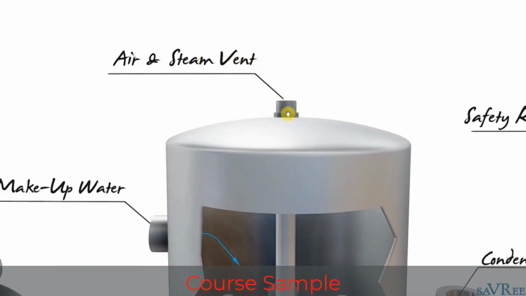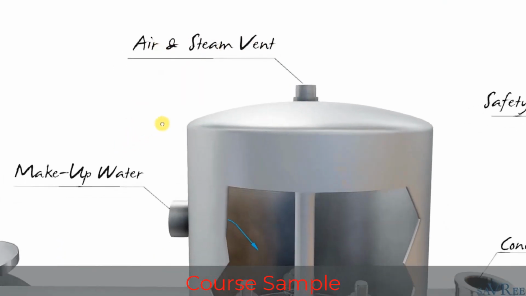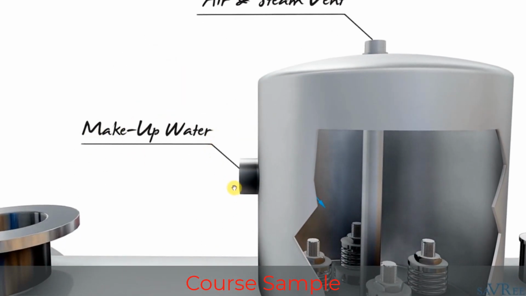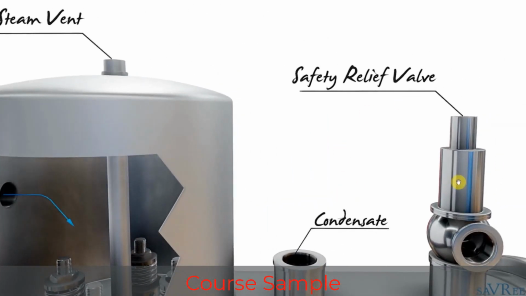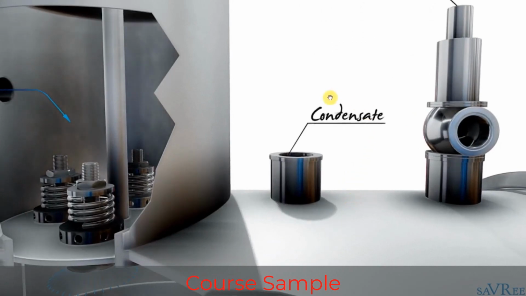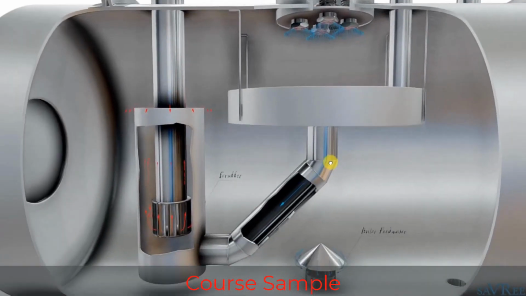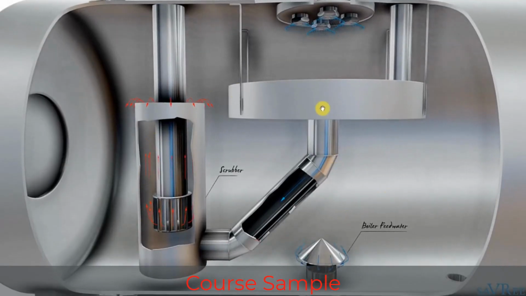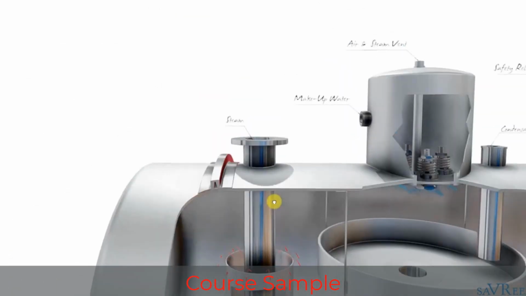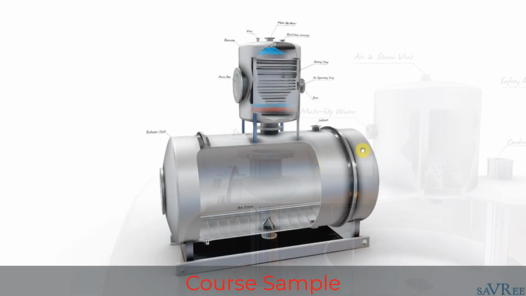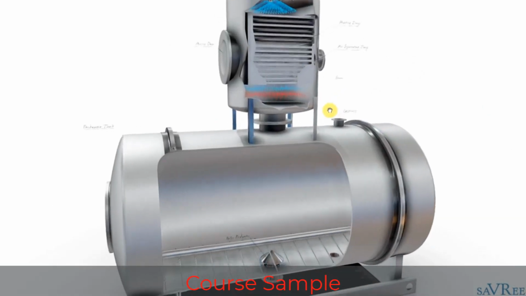You can see we've got an air and steam vent, same as before. We've got some makeup water coming into the system now. That wasn't shown before. We've got a safety relief valve. We've got a condensate return. And then we have quite a different setup inside the deaerator, which we'll discuss in a moment, and some steam coming in as well. And this type of deaerator is known as a spray tray deaerator.